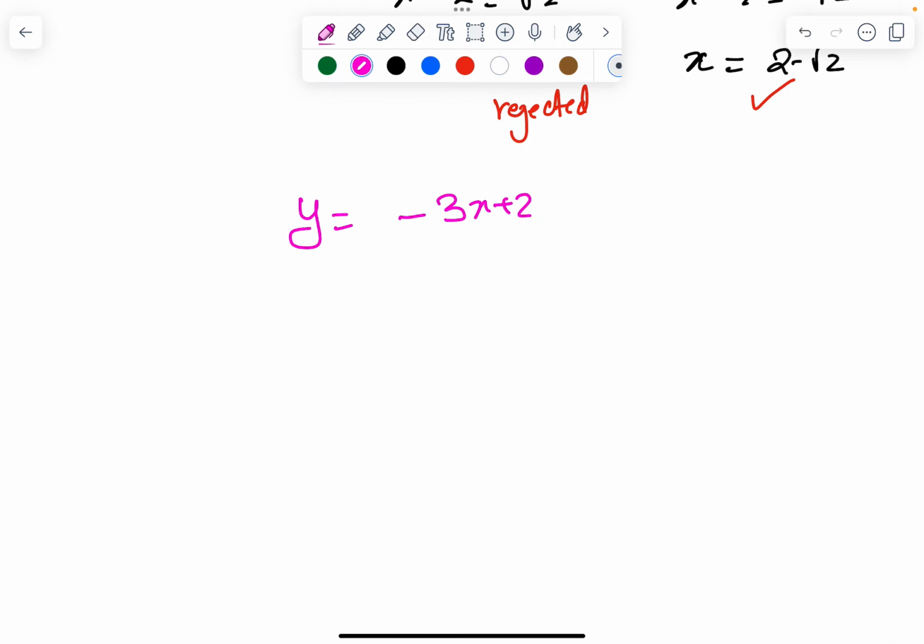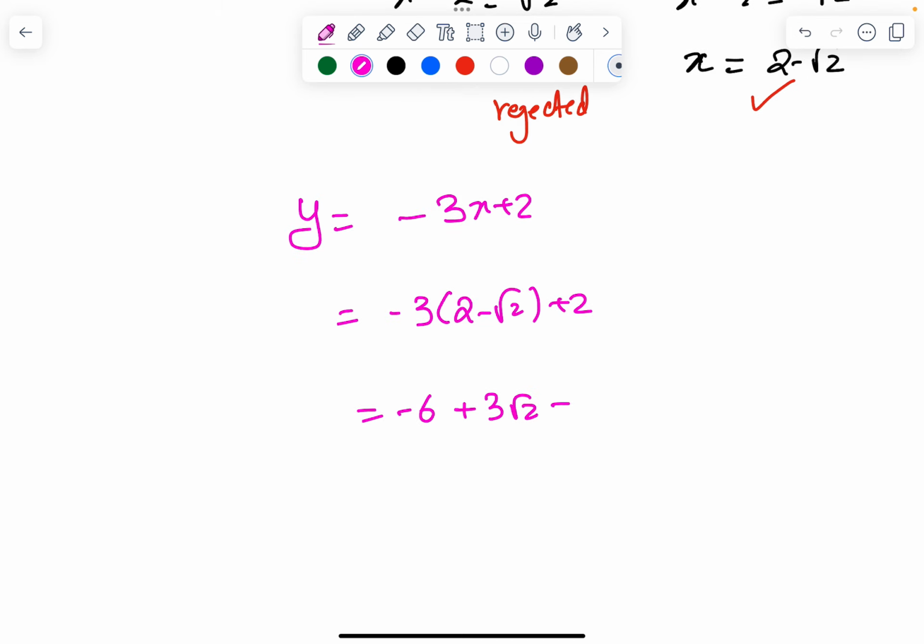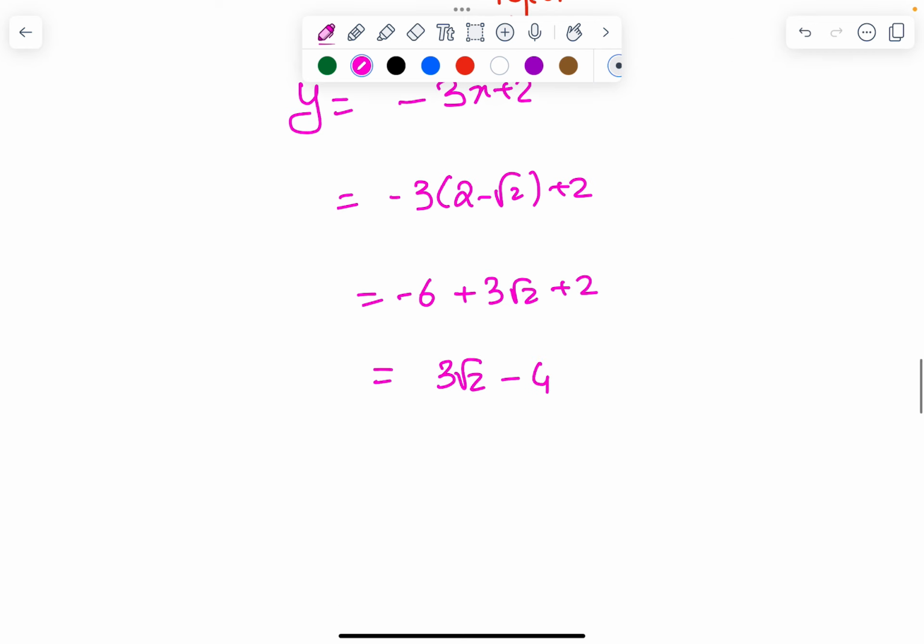Negative 3x plus 2. So negative 3 times 2 minus root 2 plus 2, which is minus 6 plus 3 root 2 plus 2, which is nothing but what? 3 root 2 minus 4. So what is the coordinate now? 2 minus root 2 comma 3 root 2 minus 4.